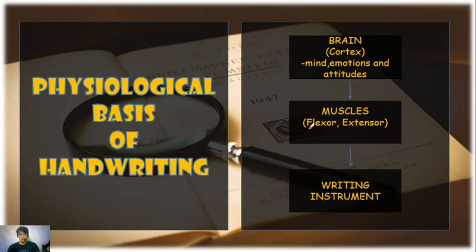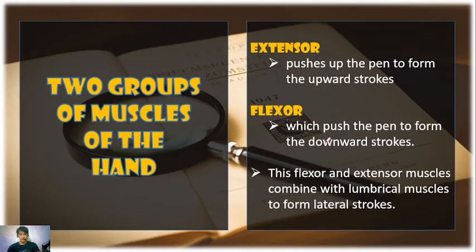Again, moving on with the muscles involved in handwriting, especially the flexor and extensor. We have here the extensor. It is usually the muscle involved in upward strokes, the muscle that we use to create upward strokes. And the flexor is involved in creating downward strokes.